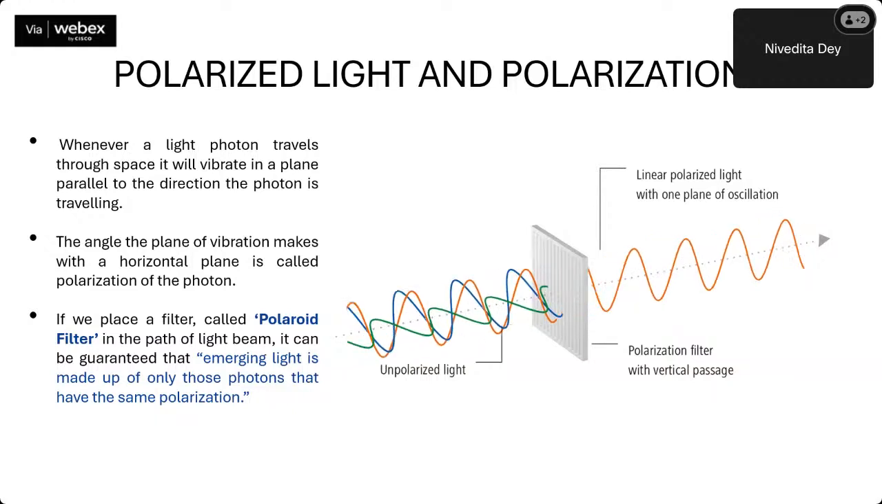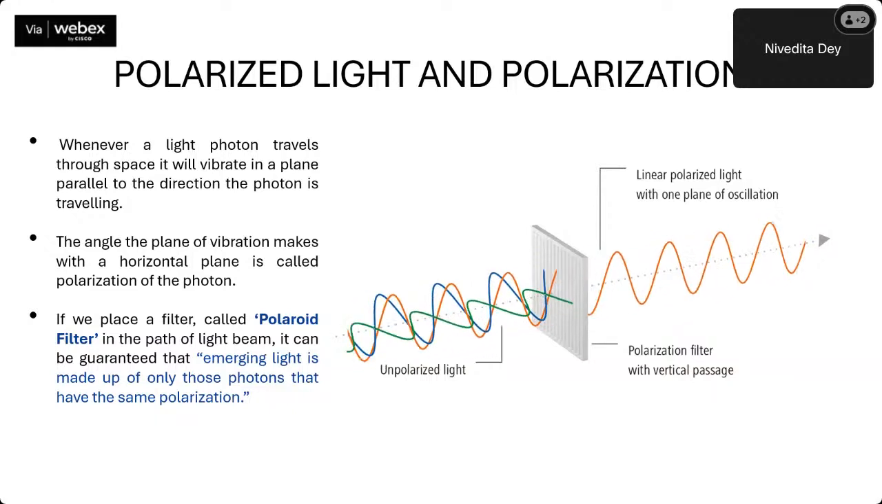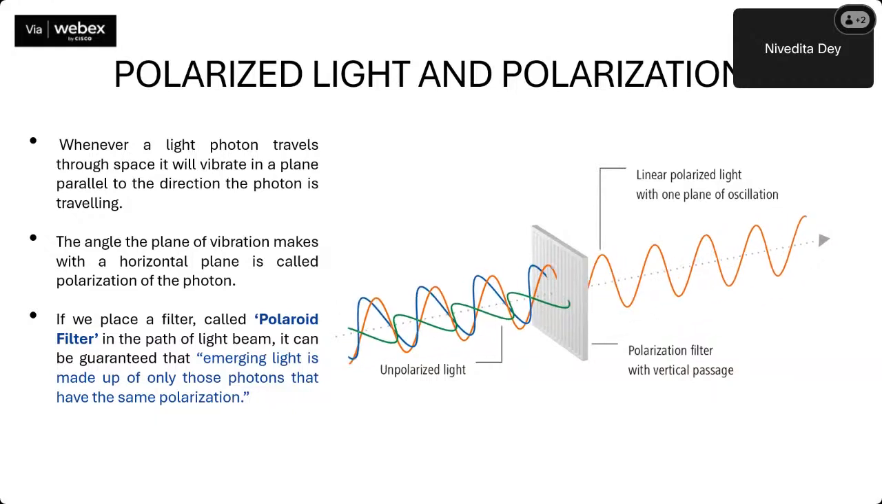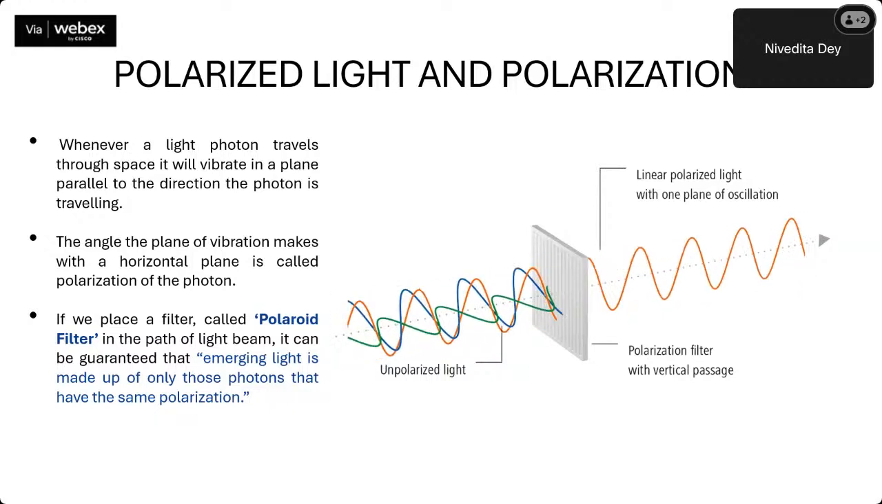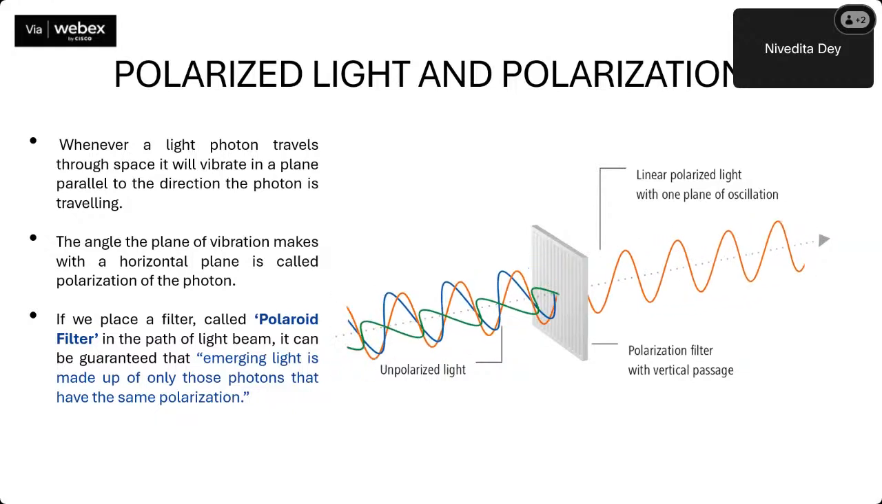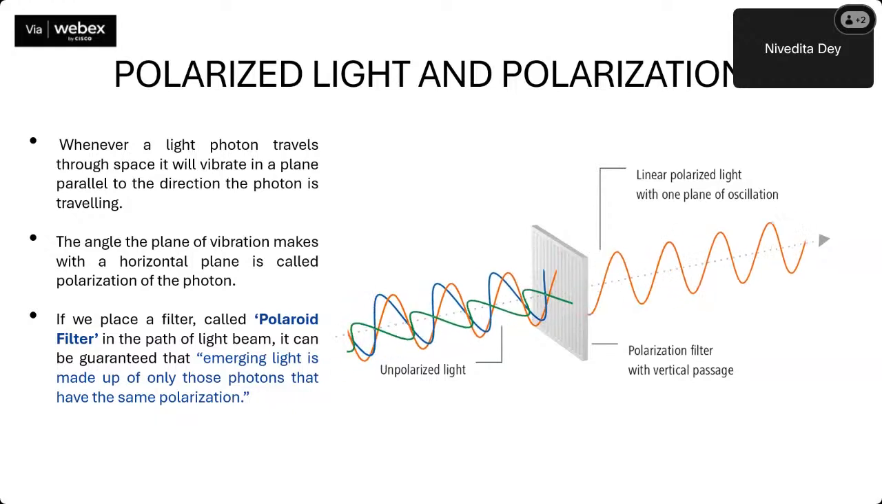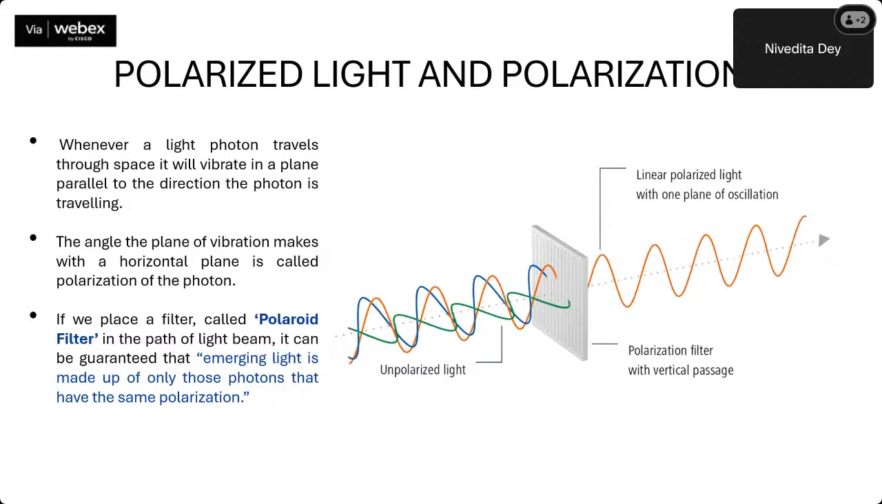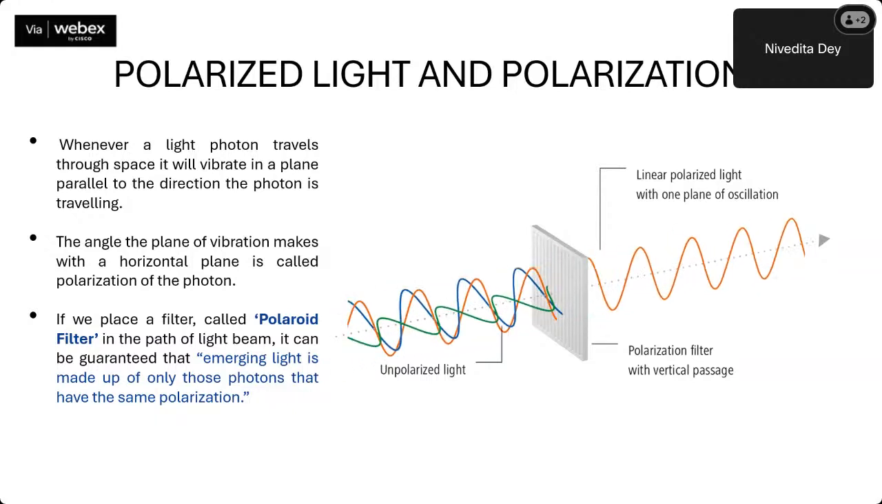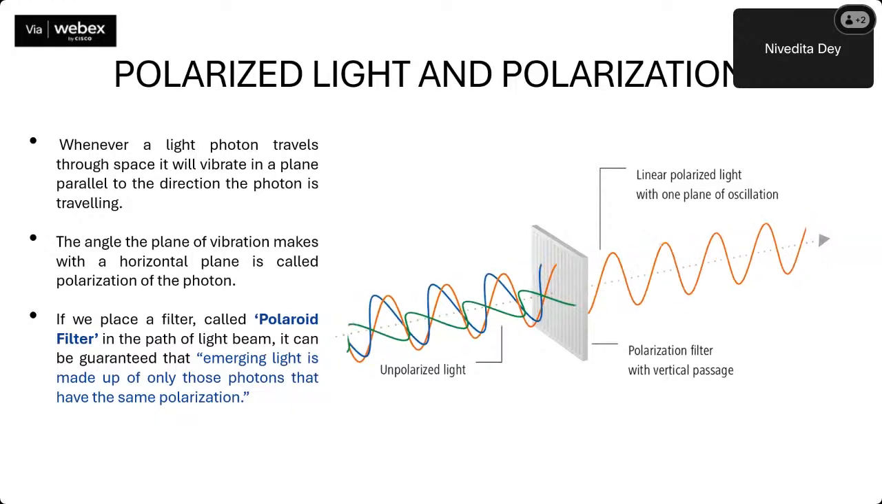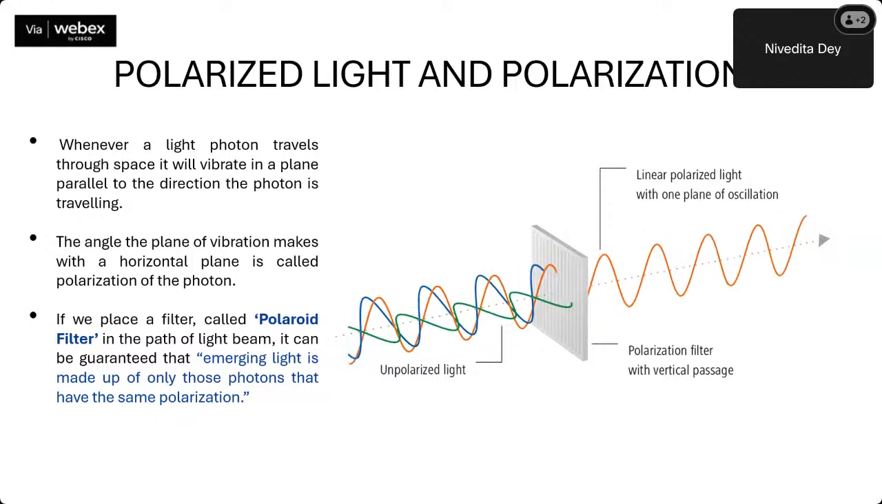Whenever a photon of light travels through space, it vibrates in a plane perpendicular to the direction in which the photon is traveling. Very logically, we can understand. The angle between the plane of vibration and the horizontal plane is called the polarization of the photon.